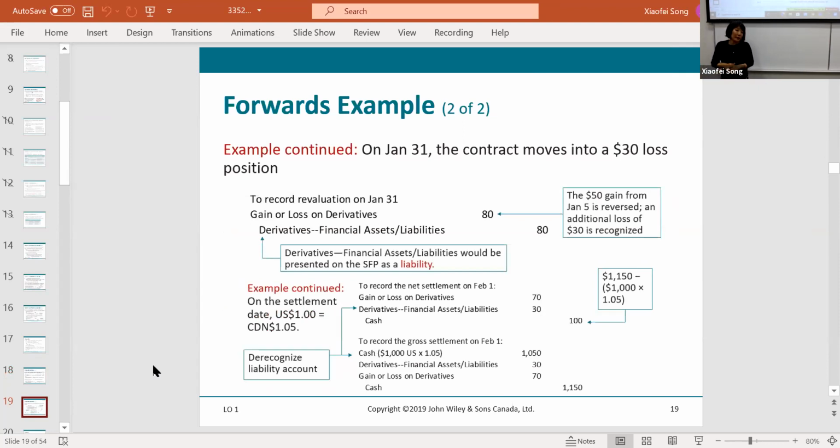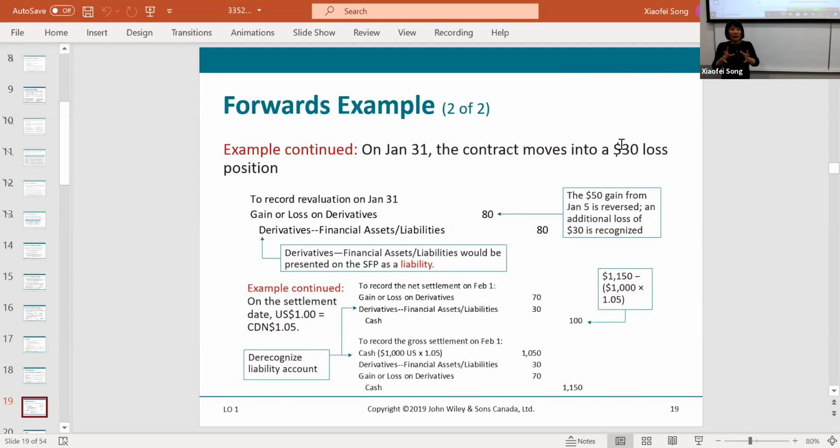And then on January 31st, that's a month end at least, the contract moves into a $30 loss position. I find the language, especially in textbooks, is used very loosely. So sometimes interpreting the question is the biggest challenge to answering it. What does that mean on January 31st? The contract moves into a $30 loss position.